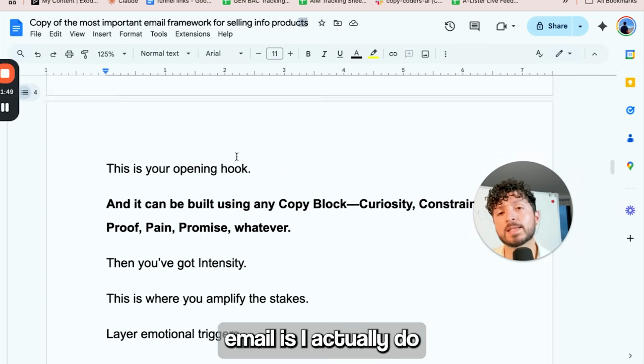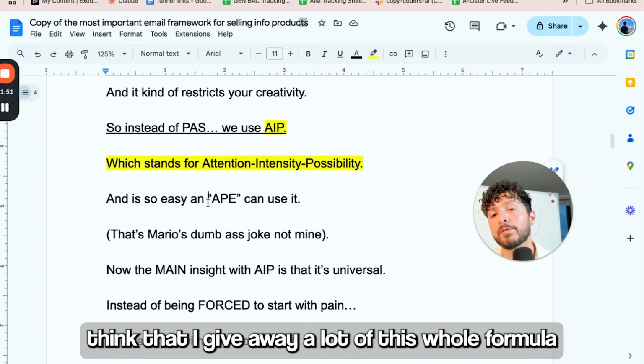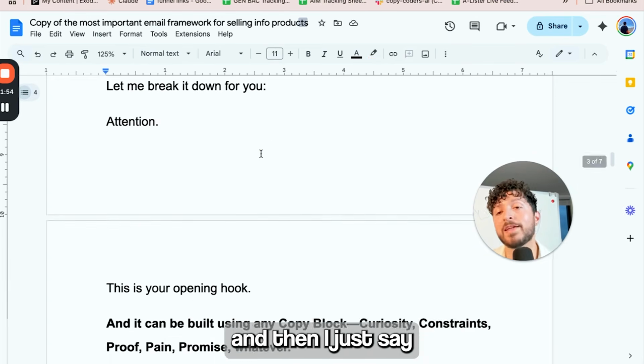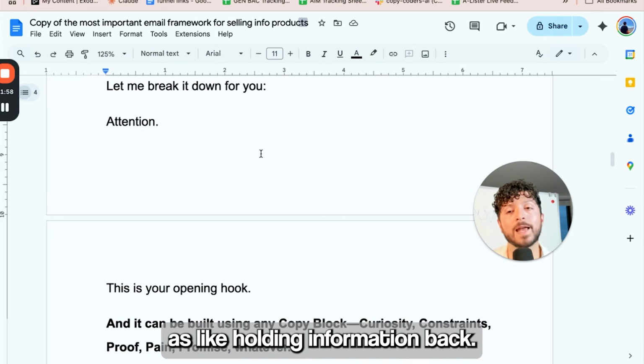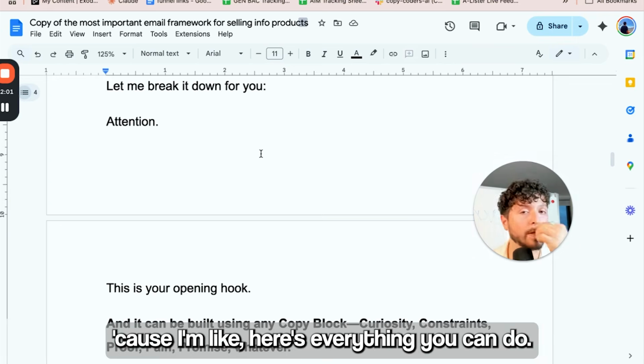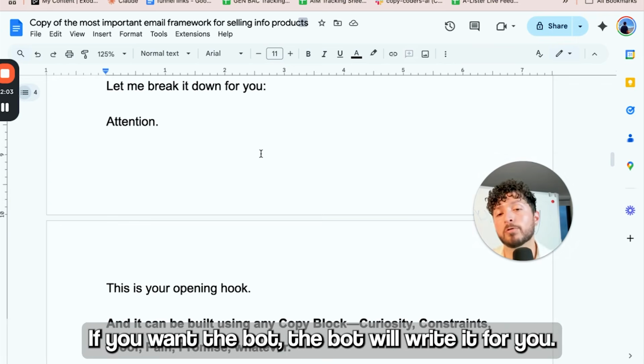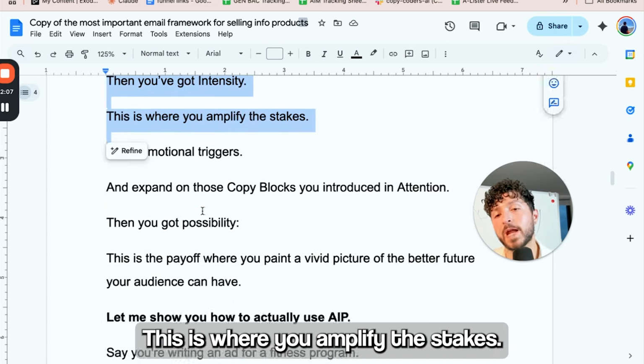One thing that I will say about this email is I actually do think that I give away a lot of this whole formula. And then I just say, hey, if you want to use a bot to do it, use the bot to write it, which is kind of the same thing as holding information back, because I'm saying, here's everything you can do. If you want, the bot will write it for you. So anyway, then you've got intensity. This is where you amplify the stakes.